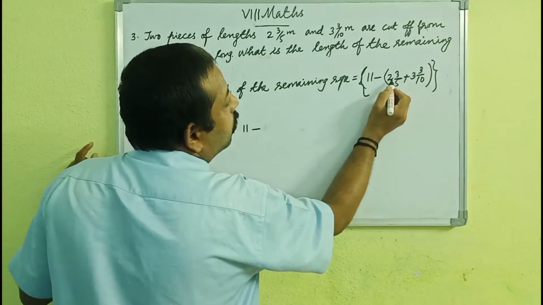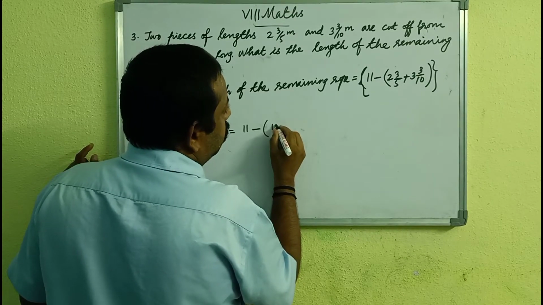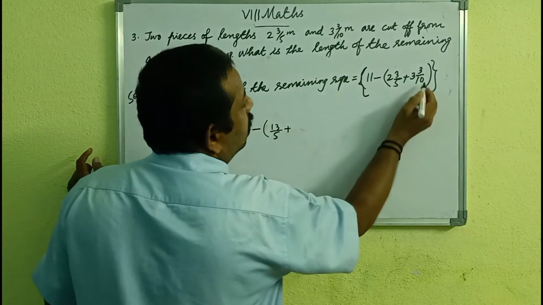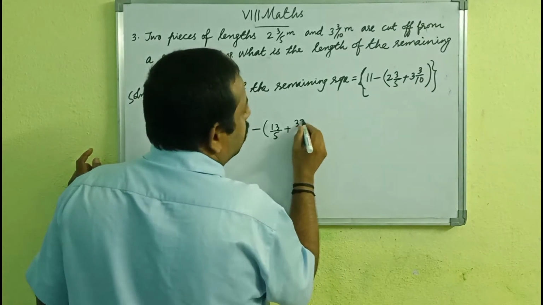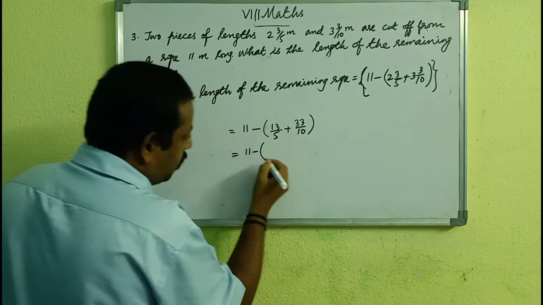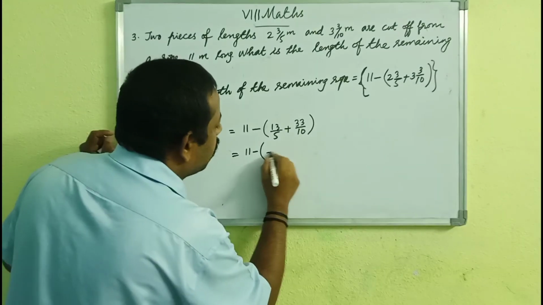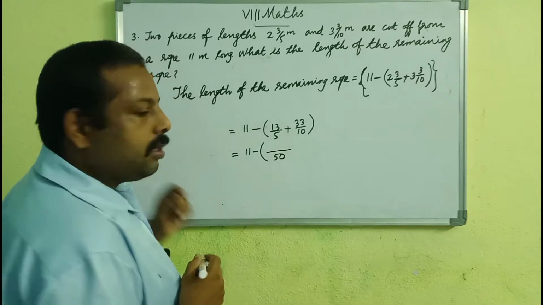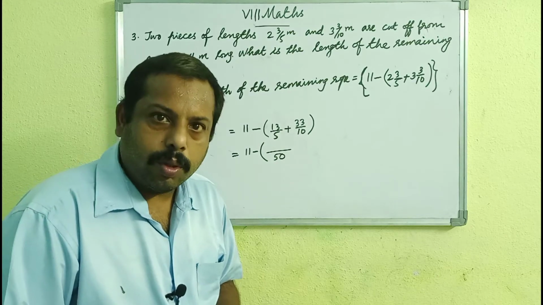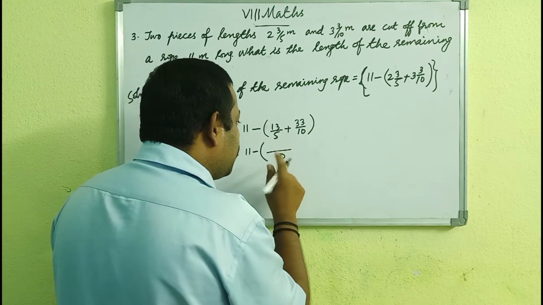minus, 2 3 by 5. How much is it? 10 plus 3, 13 by 5. 5 2s are 10, 10 plus 3, 13 by 5. Plus 10 3s are 30, 30 plus 3, 33 by 10. It is equal to 11 minus, LCM of 5 and 10? 50. So can we write 50, yes or no? 5 into 10, no, in the previous case we did it like that. No. Why? 10 is a direct multiple of 5.